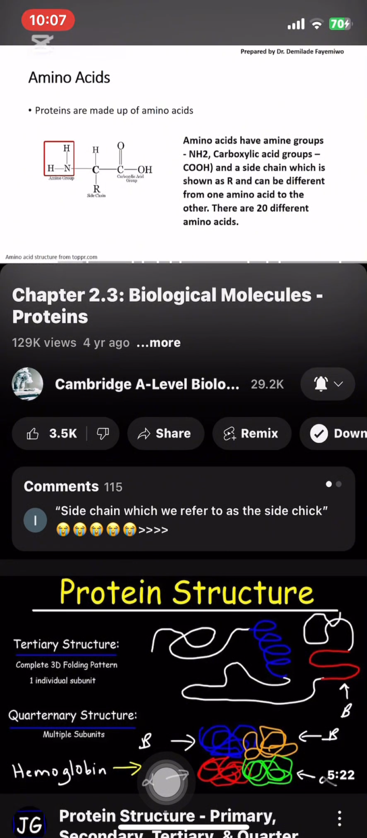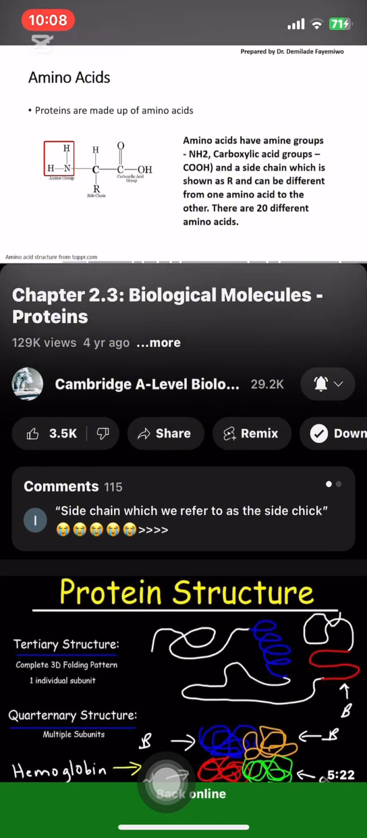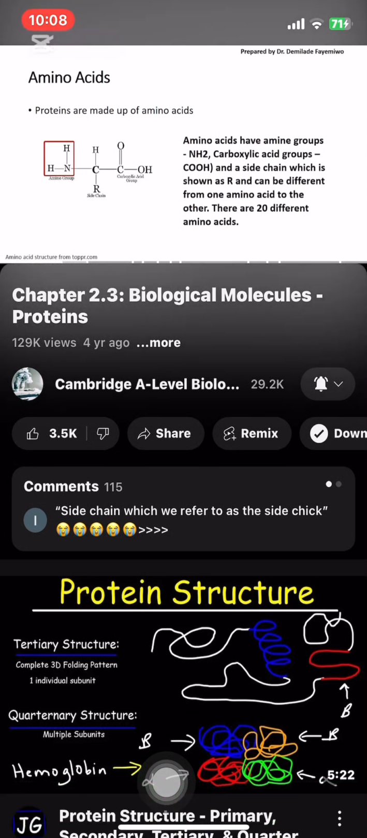So the first thing to note here is that amino acids have what we call an amine group on the left. This amine group is simply NH2, and it is bound to a carbon in the center, and that carbon is bound to a carboxylic acid group. Now, it is important to note that amino acids only have one central carbon, and the second carbon is part of a carboxylic acid group.